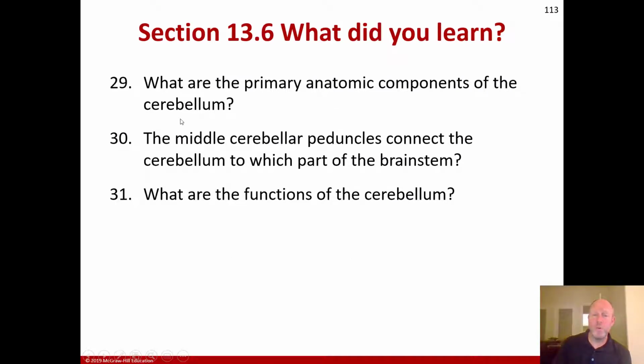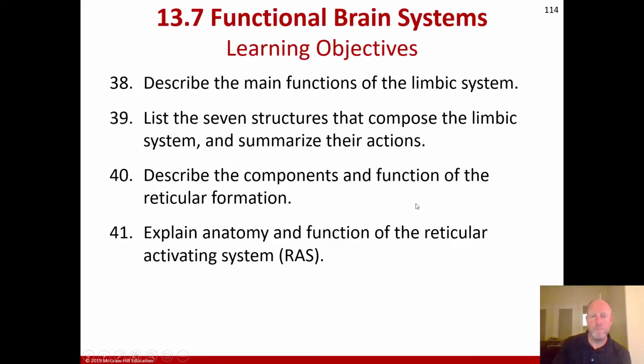So 13.6, what did you learn? What are the primary anatomic components of the cerebellum? The middle cerebellar peduncles connect the cerebellum to which part of the brainstem? And what are the functions of the cerebellum?